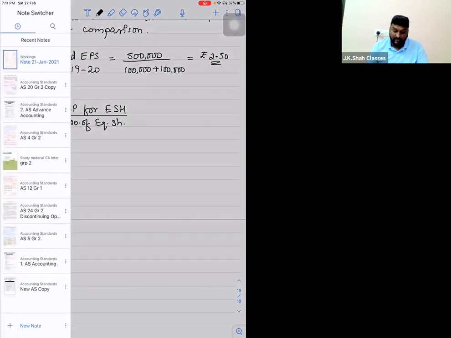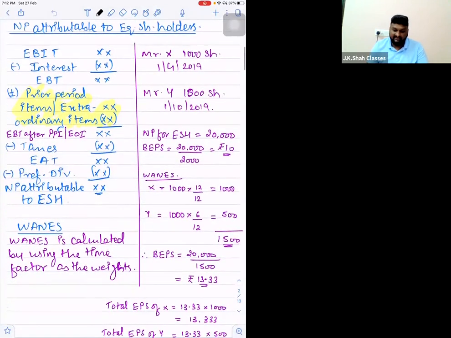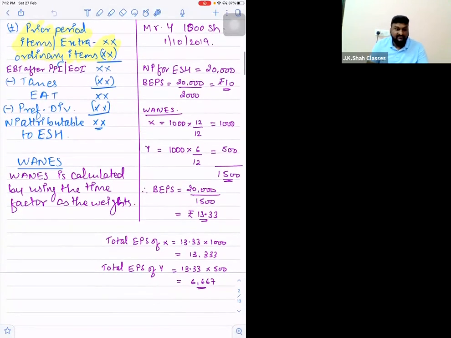Now let me go for the calculation of WANES. Let me make you understand why we are doing the weighted average number. What is written here: WANES is calculated by using the time factor as the weights. We are using the time factor as the weights with only one reason, that a particular equity share will have a right in the profit for only the period for which it was outstanding during the year.